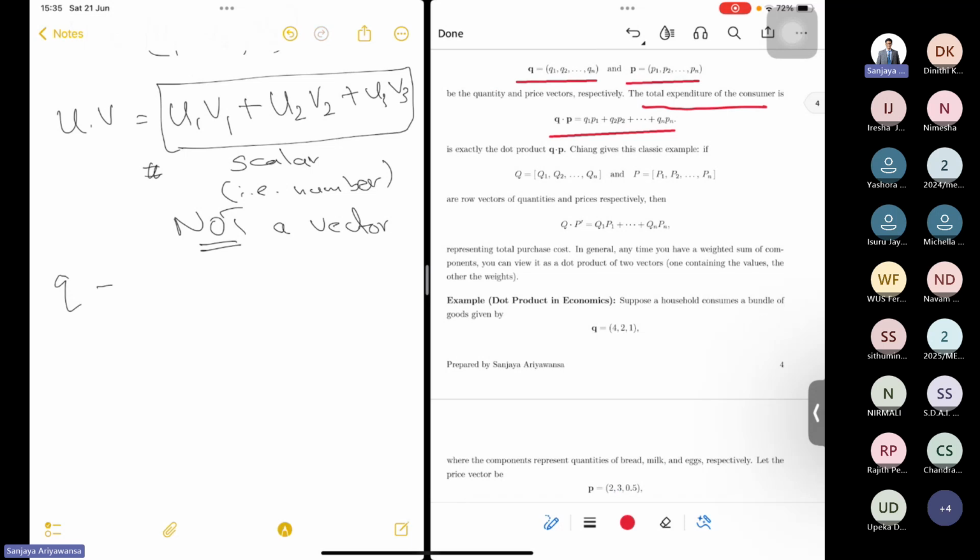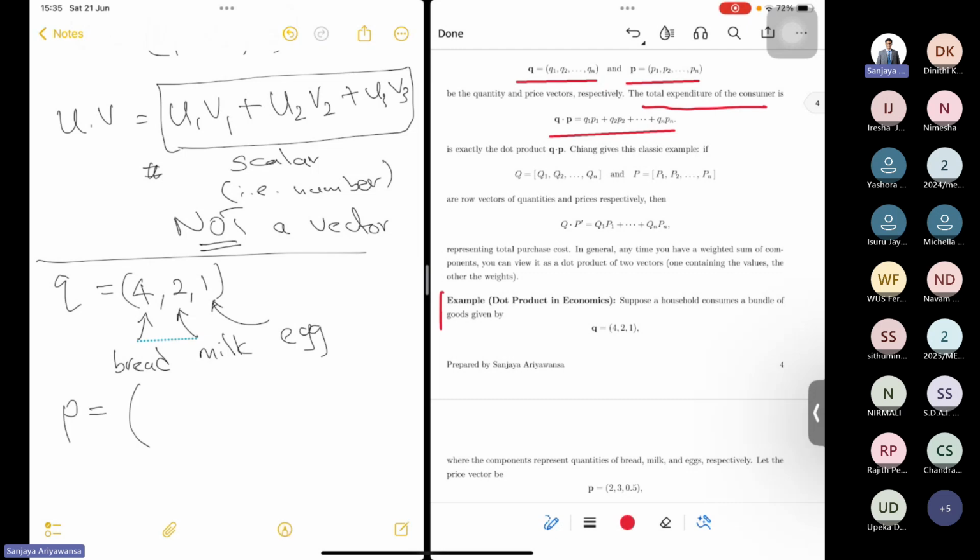So you're told Q is 4 comma 2 comma 1. We are looking at this particular example over here. A household consumes a bundle of goods 4 comma 2 comma 1. What is 4? 4 units of bread. 2 is 2 units of milk. And what is 1? 1 is 1 unit of egg. And what are the prices of each of these? Bread costs 2 units, milk costs 3 units, and egg costs 0.5 units.